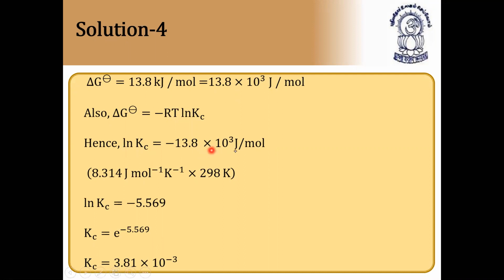So minus 13.8 times 10 to the power of 3 joules, R is equal to 8.314. So ln Kc is equal to minus 5.569. So Kc is equal to the anti-log of that, that is e power minus 5.569. It is equal to 3.81 times 10 to the power of minus 3. You can take ln, that is natural logarithm, e power minus, or you can take anti-log. Both are same.